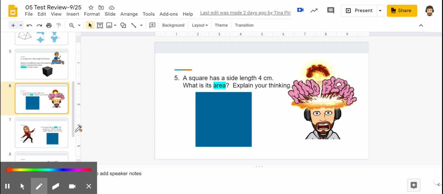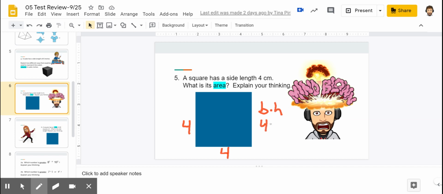For the next question, the square has a side length of 4. What is its area? Explain your thinking. So I've labeled the two side lengths. Since a square is just a fancy parallelogram, we can use the formula for the parallelogram to find the area, which is base times height.